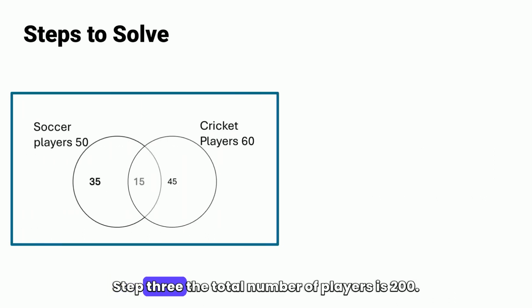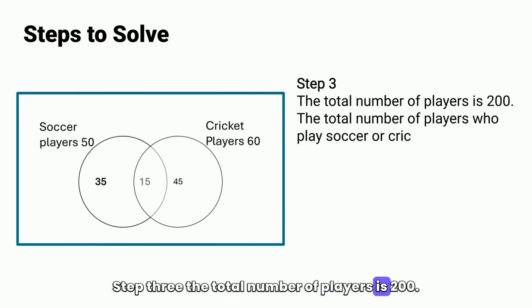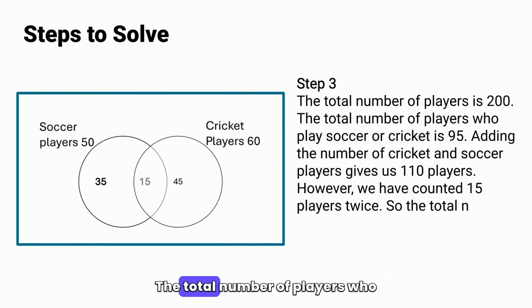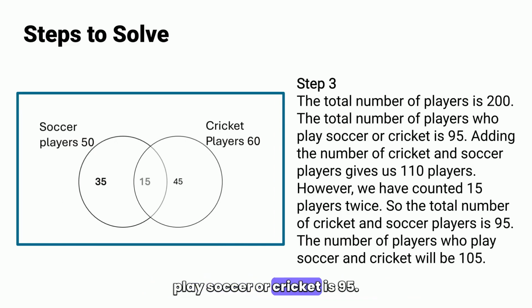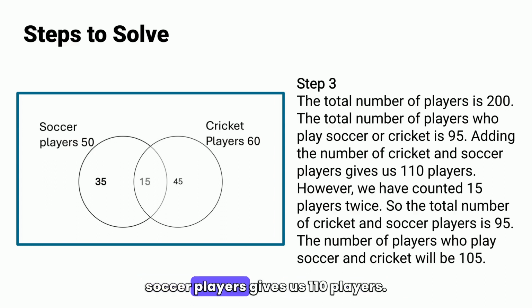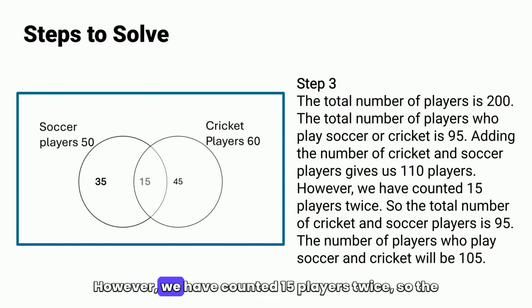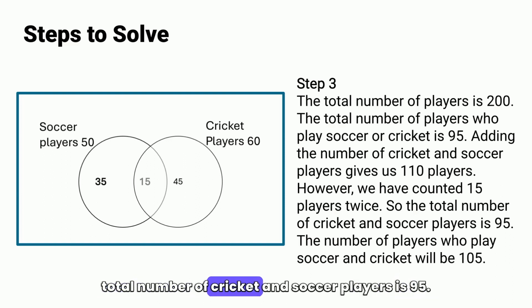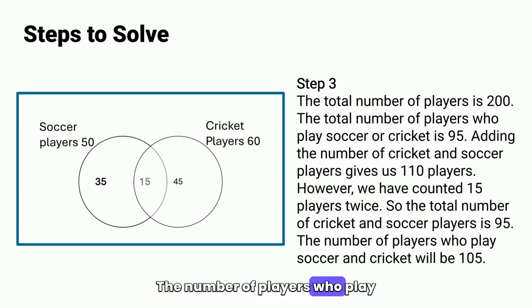Step 3. The total number of students is 200. The total number of players who play soccer or cricket is 95. Adding the number of cricket and soccer players gives us 110 players. However, we have counted 15 players twice. So the total number of cricket and soccer players is 95.